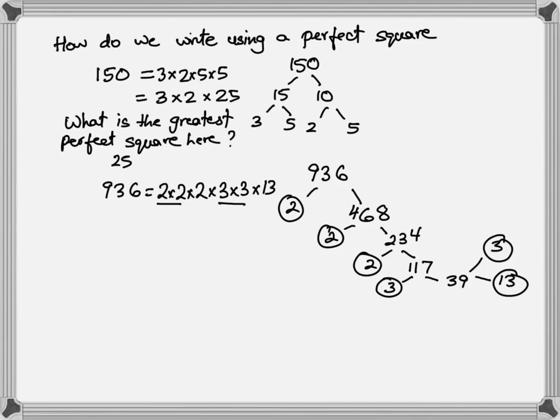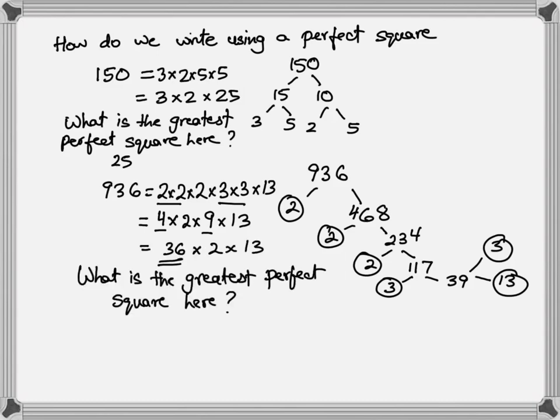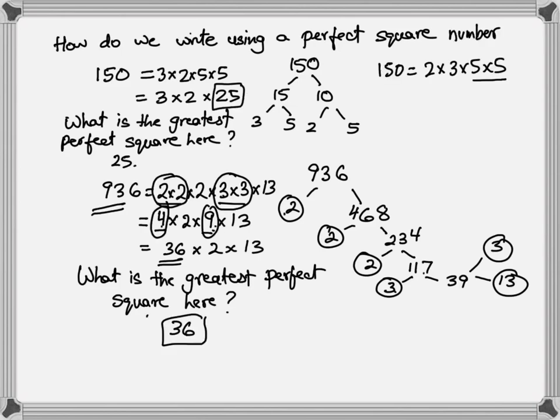If you see, it's broken apart to 2 times 2 times 2 times 3 times 3 times 13. And then the 2 and the 2 you can combine, which is 4. And then the 3 times 3 combined, which is 9. And those two are both perfect squares. So what is 4 times 9? The answer is 36, right? And then the ones that didn't have a pair, that's 2 and then 13. So if you look at it, what's the greatest perfect square here? The answer is 36.